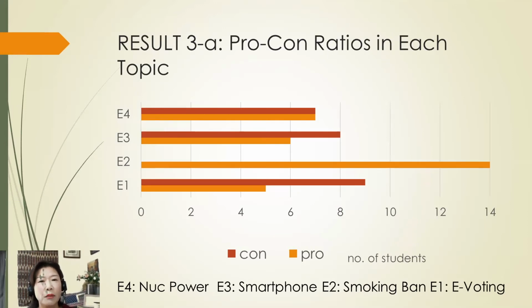So I checked the pro-con ratios in each topic. As you can see, in essay 4, nuclear power generation, ideal pro-con ratios were seen because pro side and con side both had the same number of people. However, in essay 2, smoking ban, I could only find pro position essays.